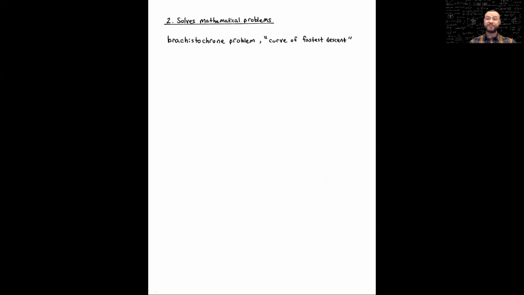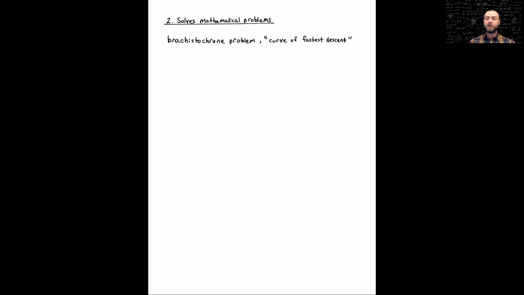Let's take a look at a second way to motivate differential equations. The second example I want you to think of is that it solves mathematical problems. Now, we're going to take a step into mathematical history. One of the first times that differential equations were used to solve a mathematical problem, shortly after the development of calculus, came what's called the Brachistochrone problem. It's referring to what's called the curve of fastest descent. You might refer to some of your Latin root words there, chrone refers to time.